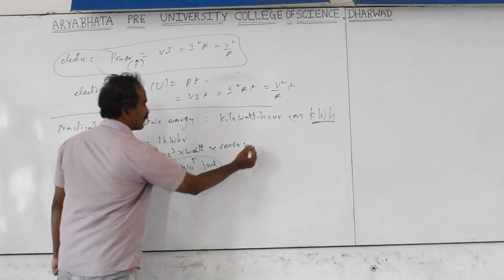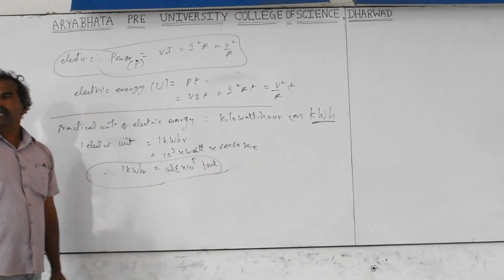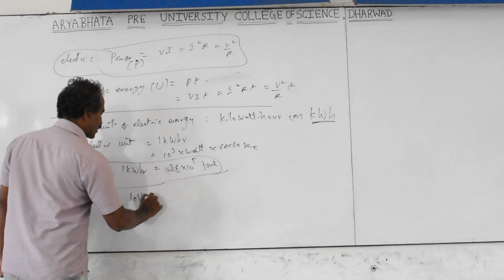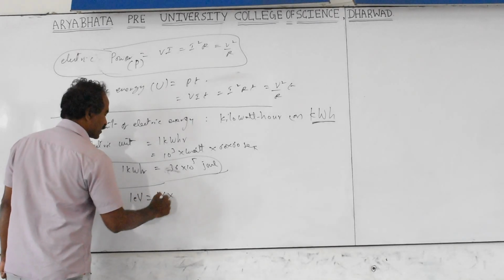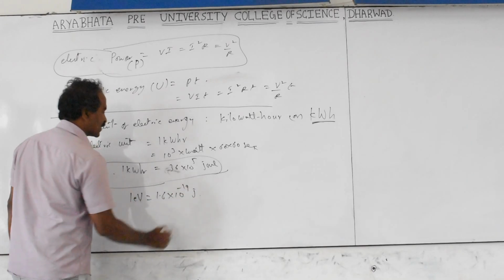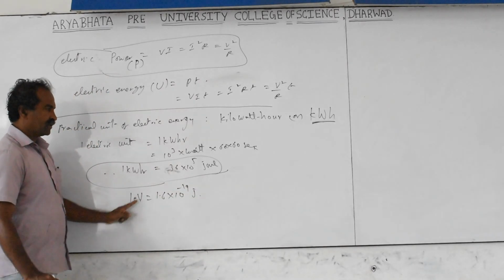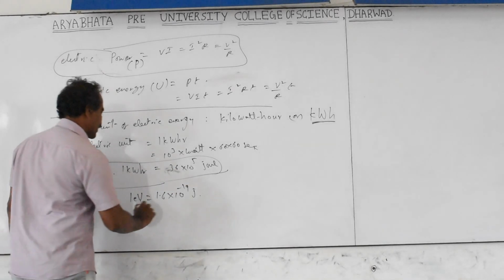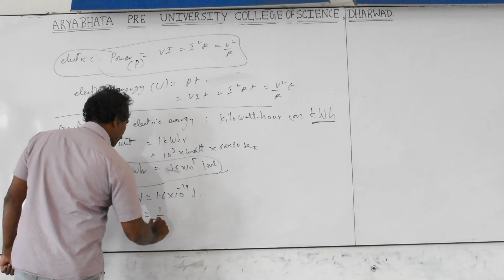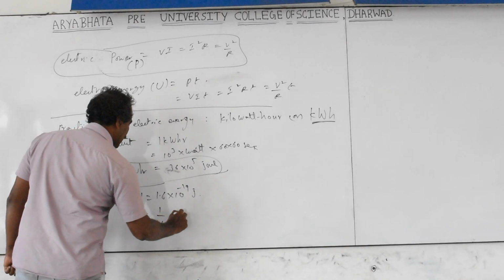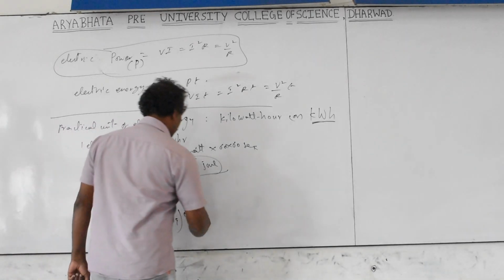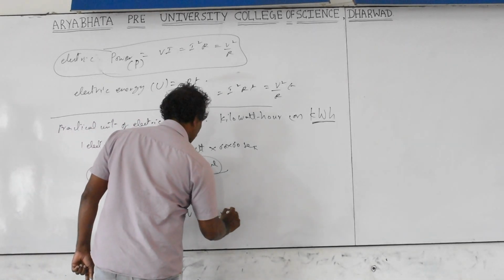Sometimes they will ask you in terms of electron volt conversions. How do you convert it? 1 electron volt is the charge of an electron in magnitude, but expressed in joules: 1.6 into 10 to the power of minus 19 joules. So 1 joule is equal to 1 by e value, which is 1 by 1.6 into 10 to the power of minus 19 electron volts. 1 by the charge of the electron is nothing but 6.25 into 10 to the power of 18.